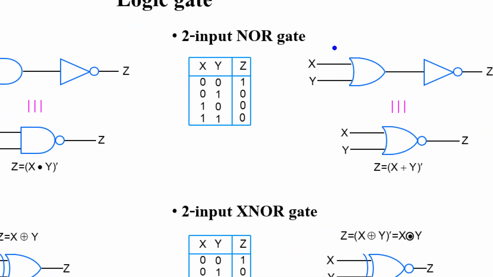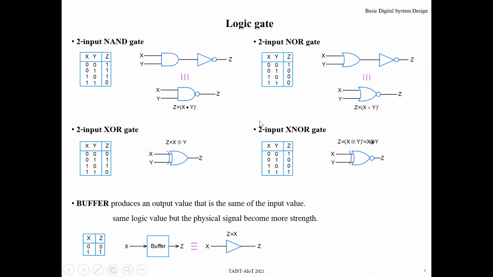Or NOR gate, not OR. So the output will be opposite to OR. Namely, for OR, output will be 0, 1, 1, 1. For NOR, output is 1, 0, 0, 0.